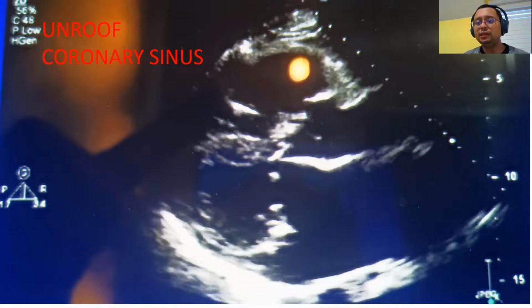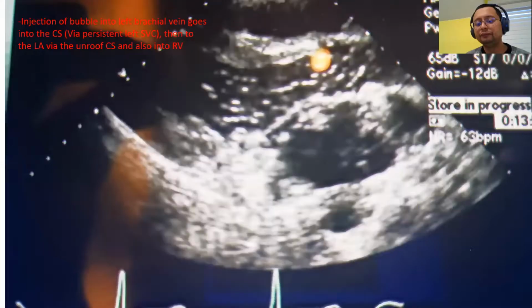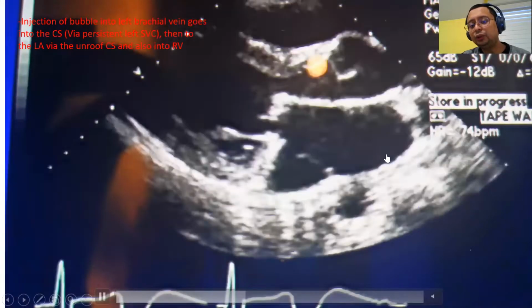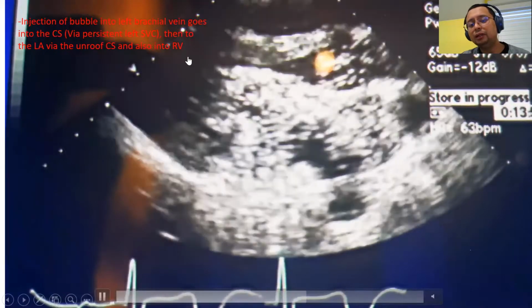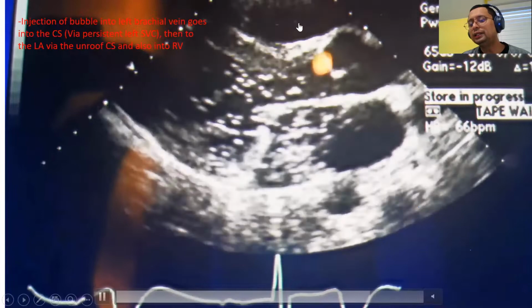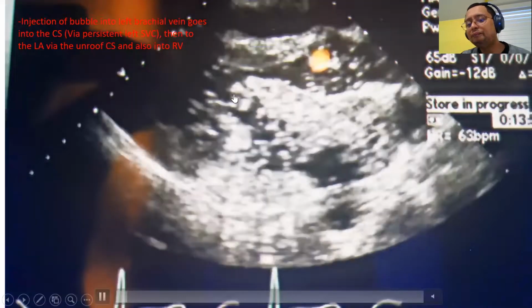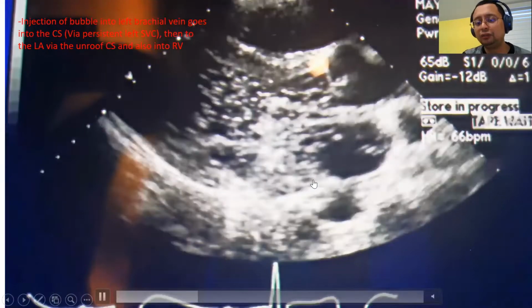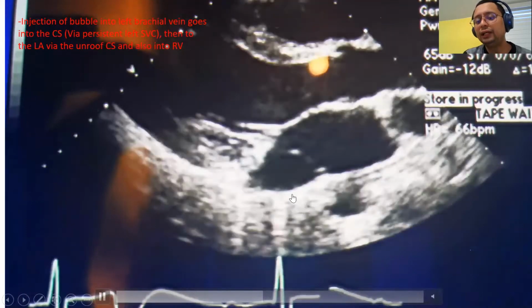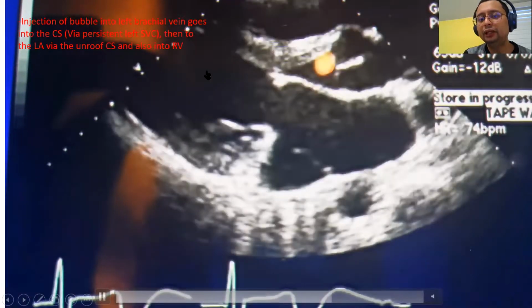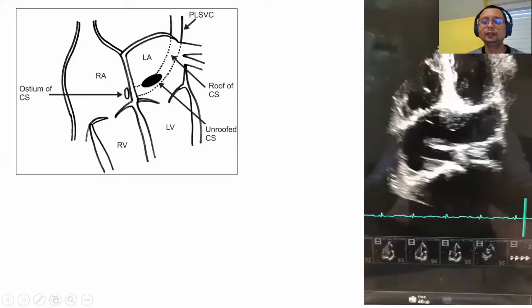So I'll show you in these next images someone that we put bubble into the left brachial vein. You can see the bubble go into the CS, then the bubble goes into the left atrium, and the bubble goes into the left ventricle, and also the right side of the heart. This shouldn't happen if the CS is roofed. Only because it's unroofed can the bubble go to the left atrium and also to the left ventricle. Right? This is a picture. So this is an example of unroofed coronary sinus here.